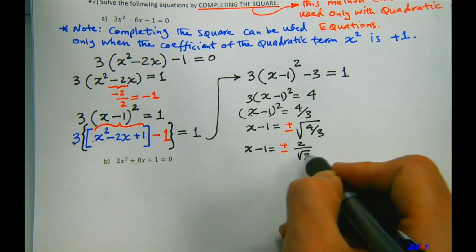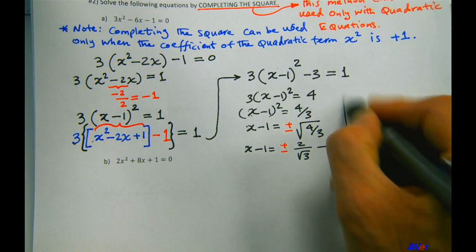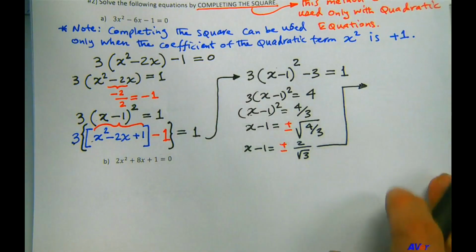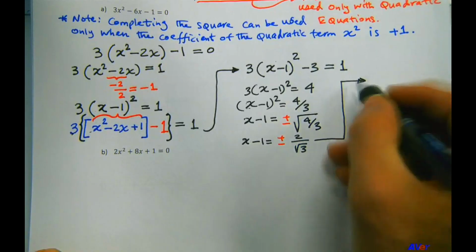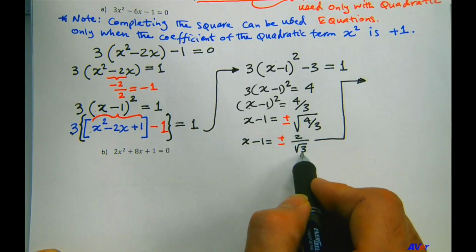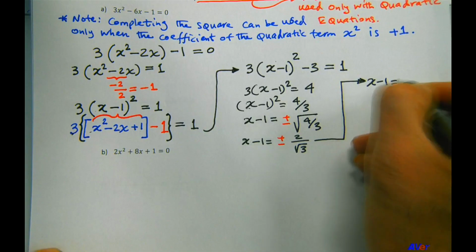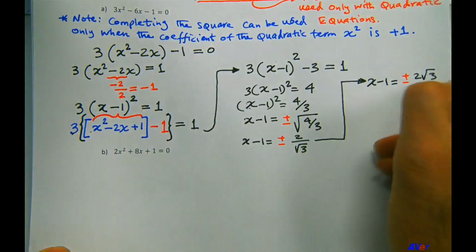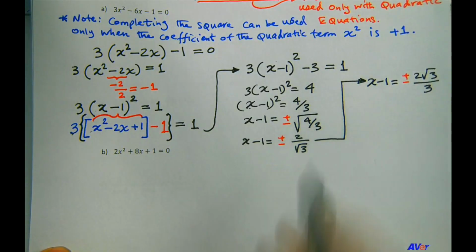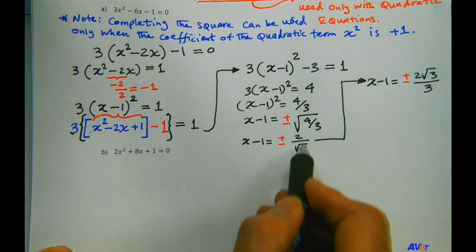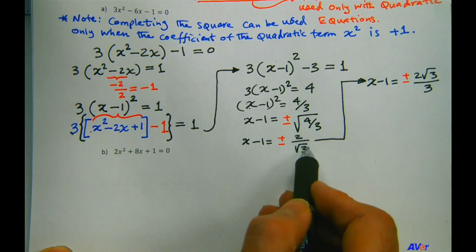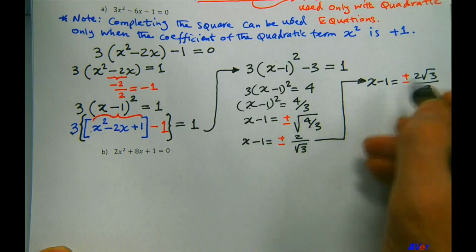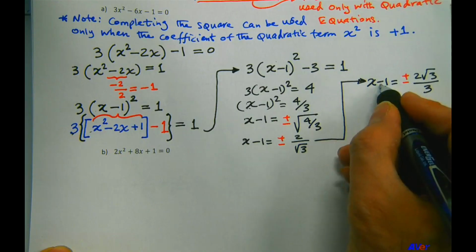If we rationalize the denominator, we know how to do that, right? So we get 2 square root of 3 over 3. So x minus 1 equals plus or minus 2 square root of 3 over 3. That's just to rationalize the denominator. Multiply the numerator and the denominator by the square root of 3, and we end up with 2 square root of 3 over 3.